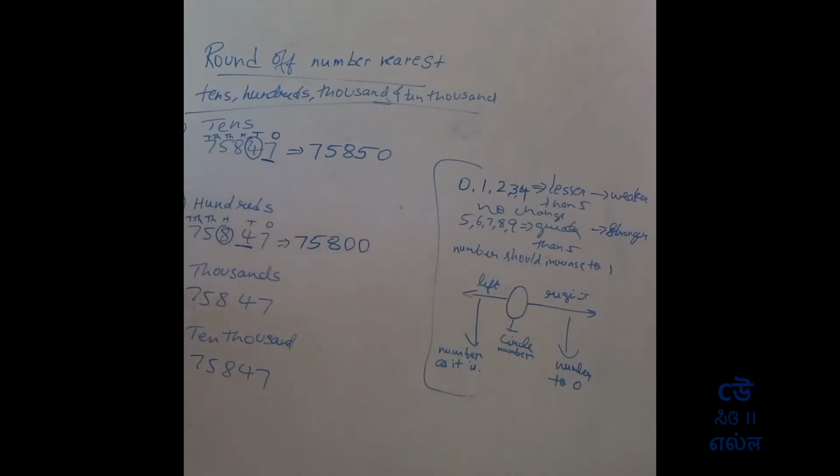Okay. Next we have thousands. We have to round off this number to thousands. So first write the place value: ones, tens, hundreds, thousand and 10,000. Next they have asked for the thousands place. You circle the thousand place and consider the right side of the circled number, that is 8. So is 8 greater than 5 or less than 5? 8 is greater than 5, so it's a stronger number.